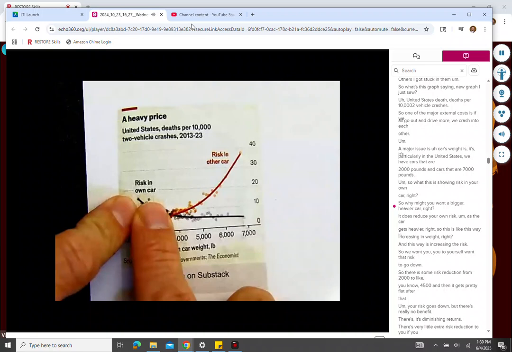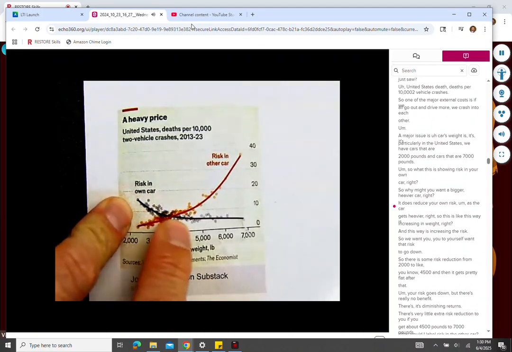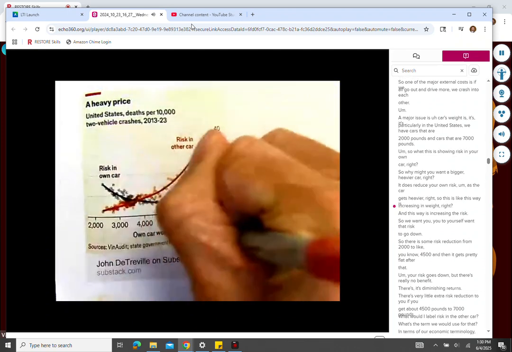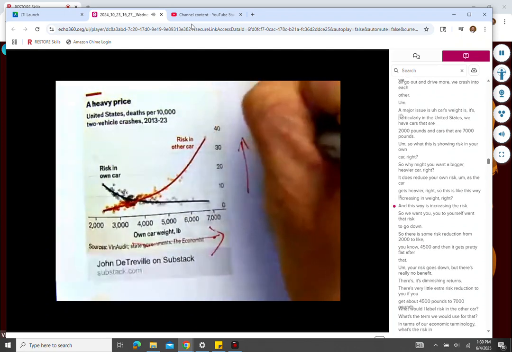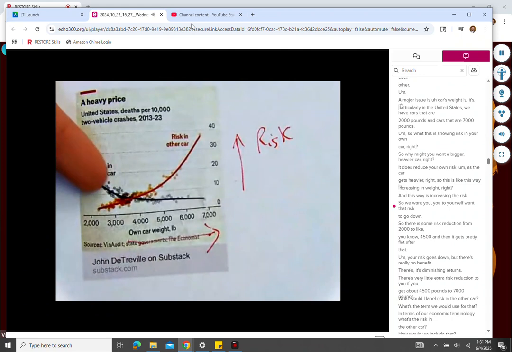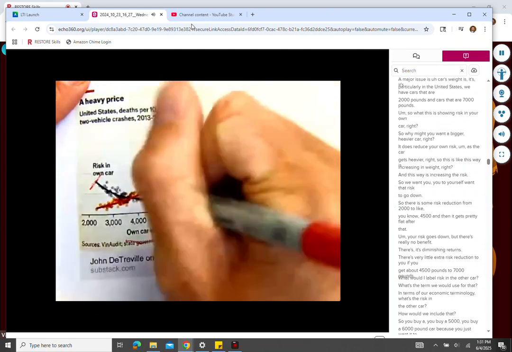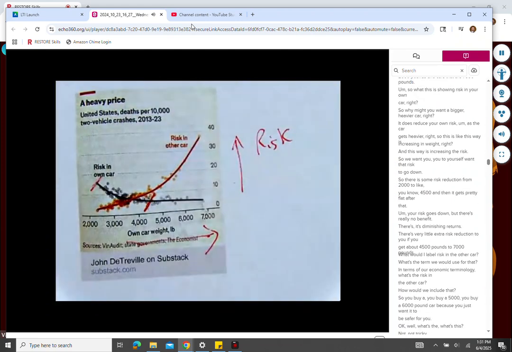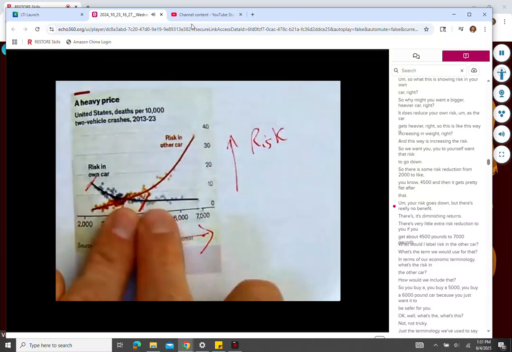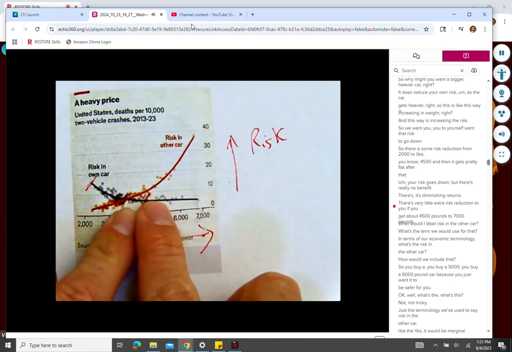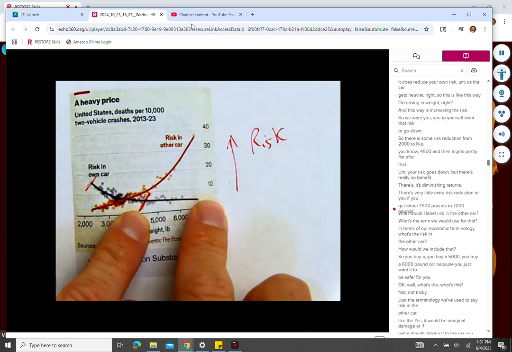So why might you want a bigger, heavier car? It does reduce your own risk as the car gets heavier. So this way is increasing in weight, and this way is increasing in risk. We want that risk to go down. There is some risk reduction from 2,000 to 4,500, and then it gets pretty flat after that. Your risk goes down, but there's really no benefit. It's diminishing returns. There's very little extra risk reduction to you if you go from about 4,500 pounds to 7,000 pounds.